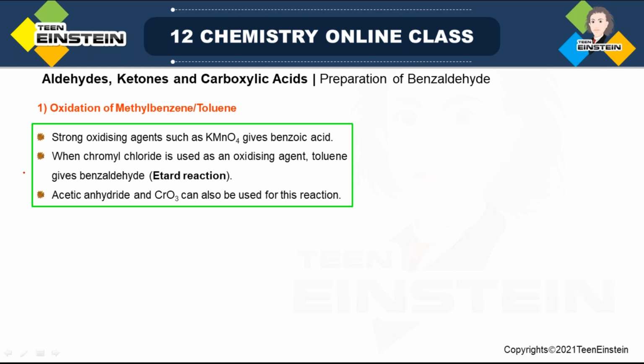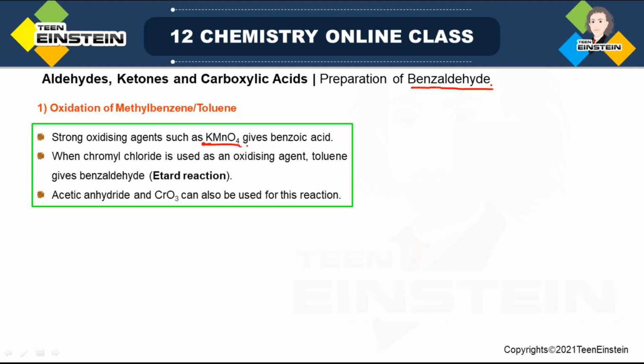Here, if we use a strong oxidizing agent such as potassium permanganate, it will give us benzoic acid. That means you have taken toluene, which is nothing but methyl benzene, you are treating it with KMnO4 and you are getting benzoic acid. But if it is some other oxidizing reagent which is not so strong like KMnO4, in that case we can get benzaldehyde, because we are trying to synthesize benzaldehyde. Our purpose is not to get benzoic acid.